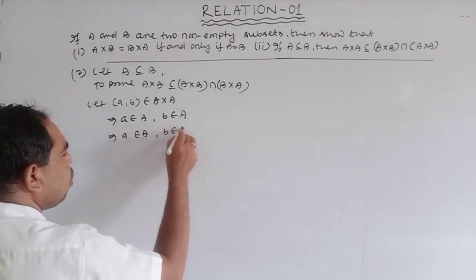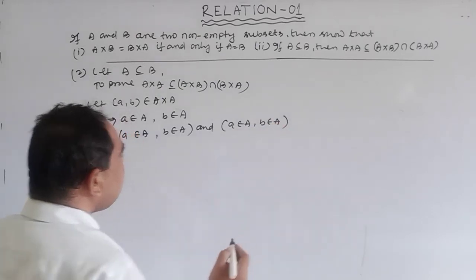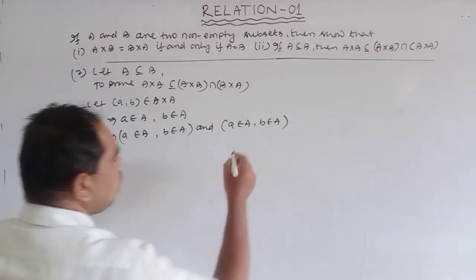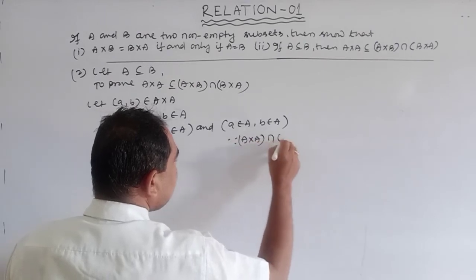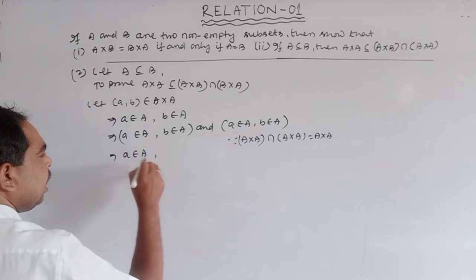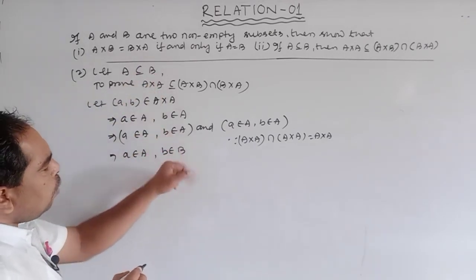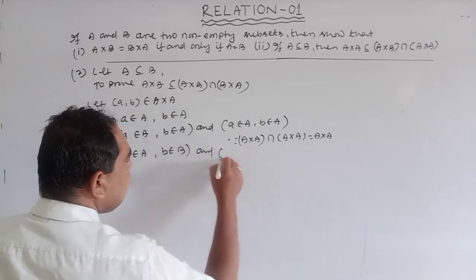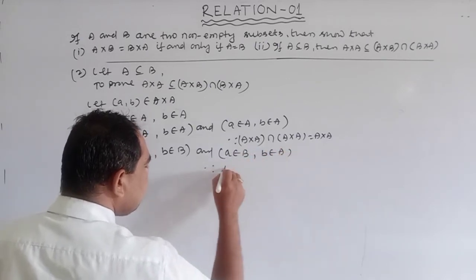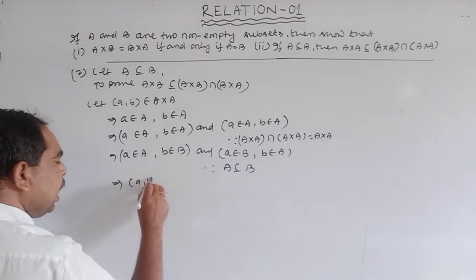comma B belongs to A and also A belongs to A comma B belongs to A because A into A intersection A into A is equal to A into A. Okay, so this implies A belongs to A, comma B belongs to B, because A is a subset of B. So whatever is in set A is also in set B, and A belongs to A means A belongs to B, comma B belongs to A, since A is a subset of B.